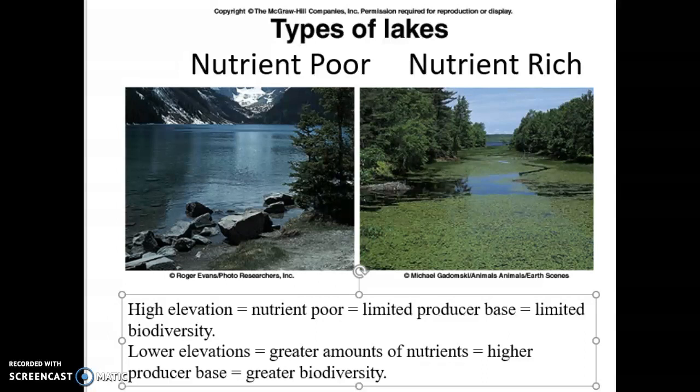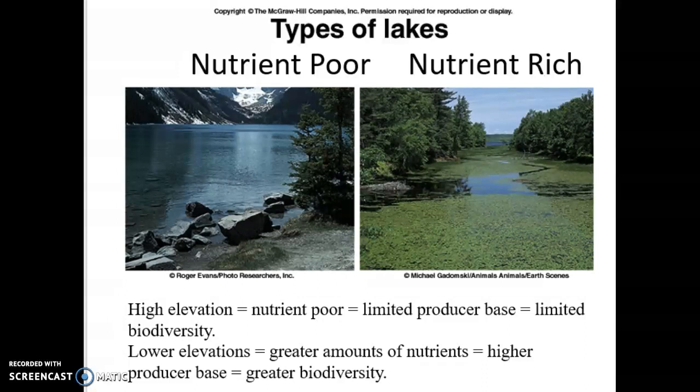But we don't want too high of a producer base. We don't want too many nutrients because that can lead to big problems. There's a thing called eutrophication that we'll talk about. That's a huge issue. All right, so this is when we talk about elevation, high elevation to low elevation bodies of water as it's flowing downstream towards the ocean.